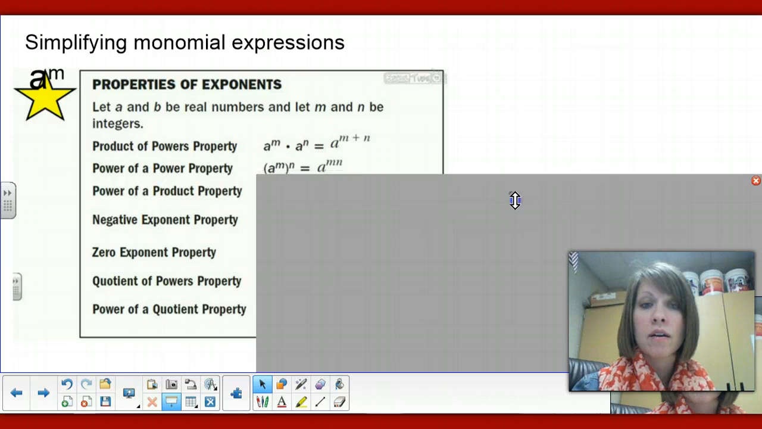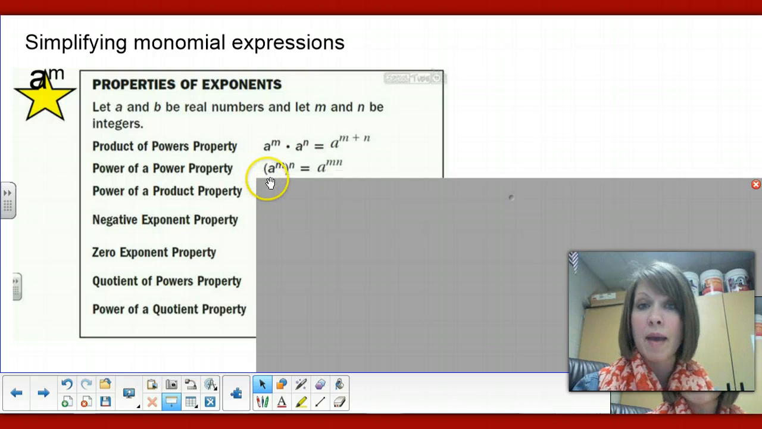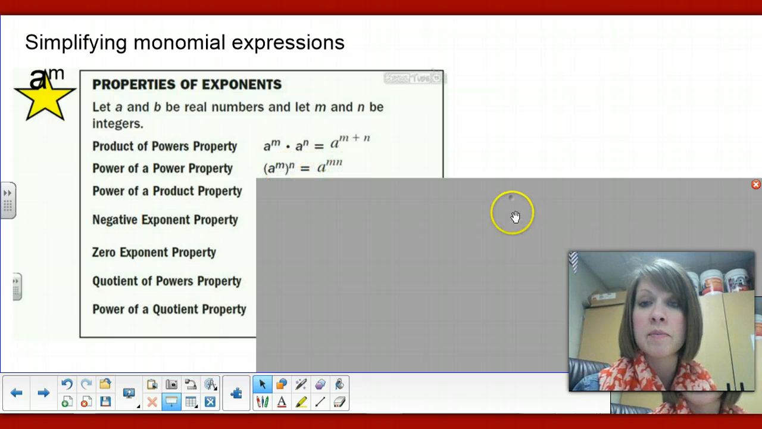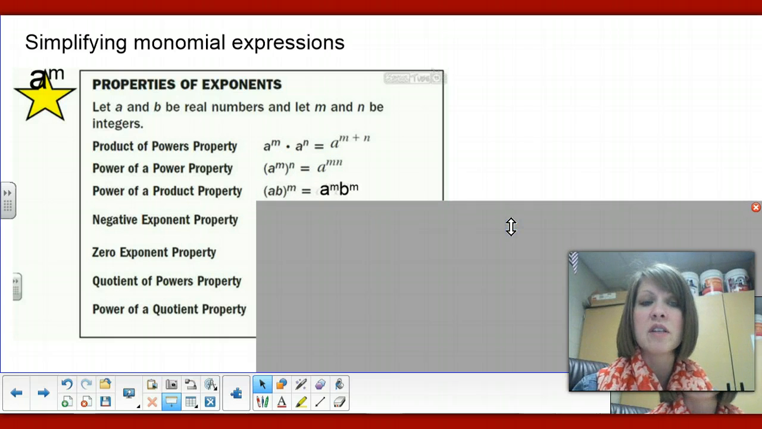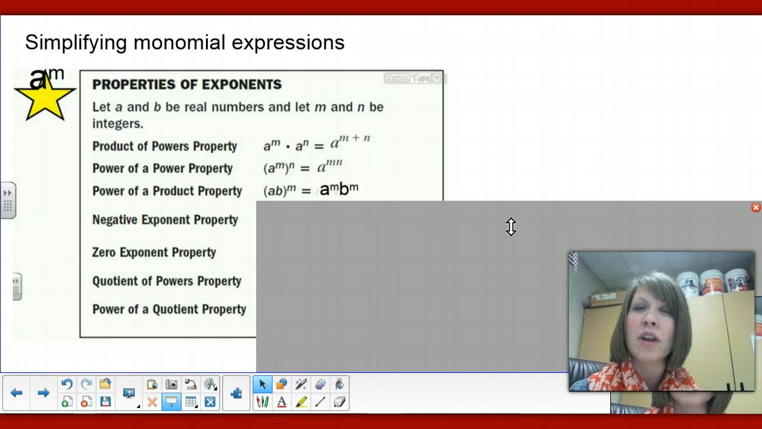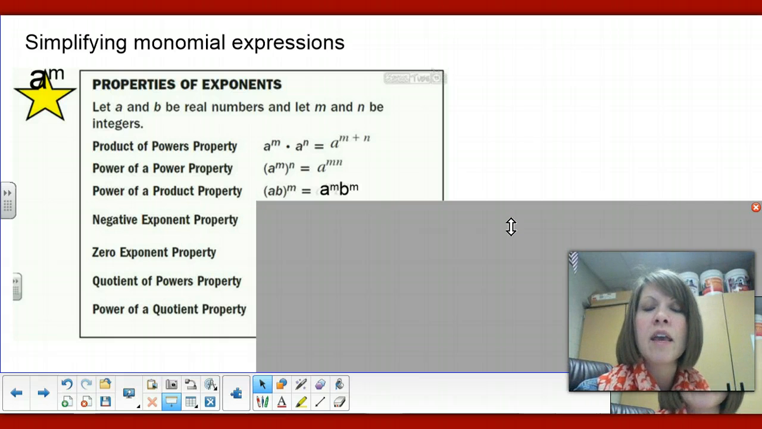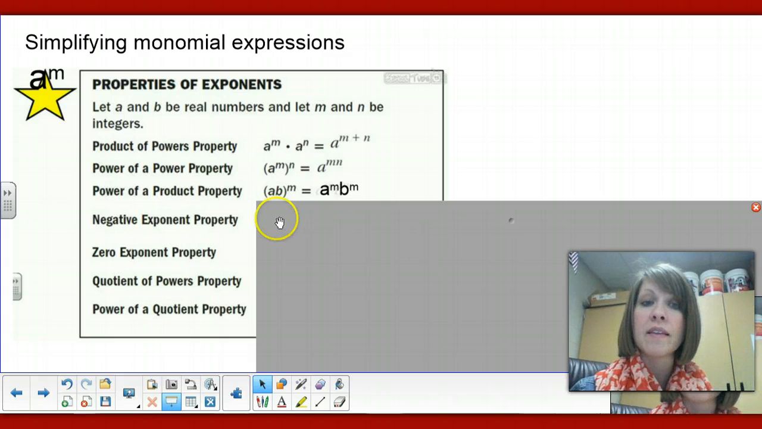A power of a power, where you have one base, a to the m, and you're taking that to another power, you will, in that case, multiply your exponents, a to the m times n. This is a power of a product, and we did this yesterday, but I didn't write this rule specifically down. If you have a group that you're taking to a power, like in this case, a times b to the m power, then that's going to be a to the m times b to the m.